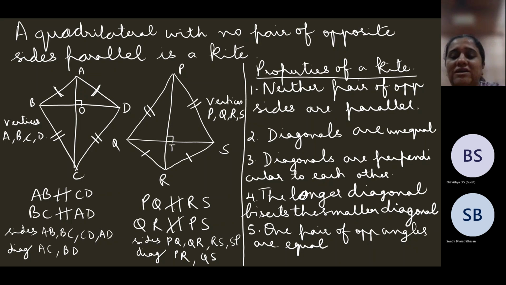Then the third point, diagonals are perpendicular to each other. That means they meet at right angles. Bhavishya, in the first figure, which angle is 90 degrees? Wherever I mark 90 degrees, name that angle. Ma'am, angle AOD. Angle AOD is 90 degrees.